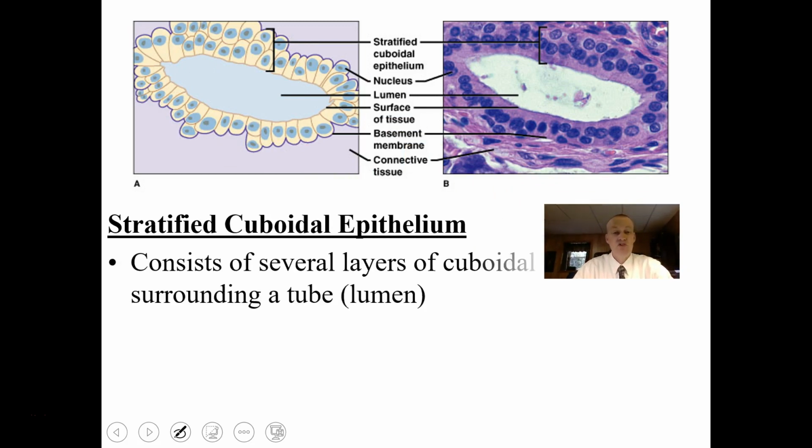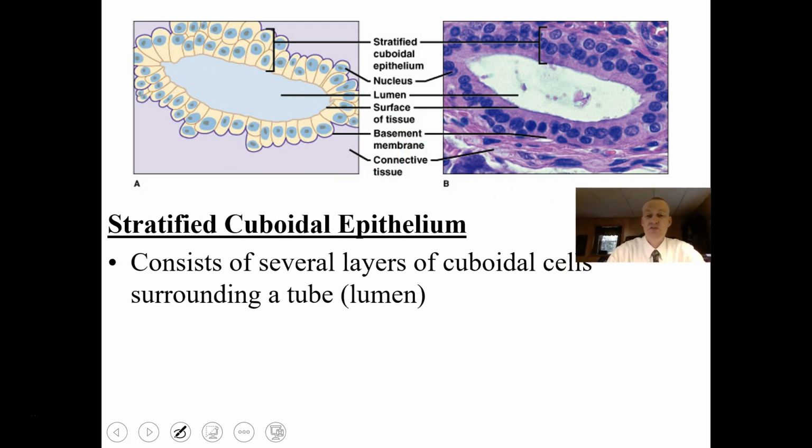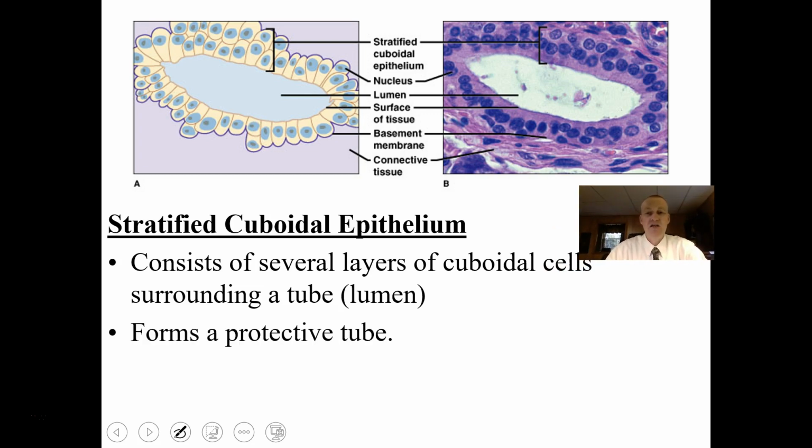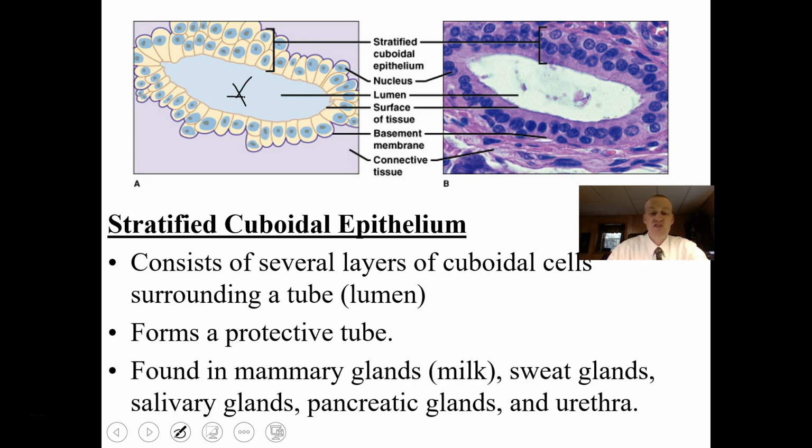Well, here we have a stratified cuboidal. So it consists of several layers of cube-shaped cells. Typically it's 2. These oftentimes will form a tube. The lumen is the inside of the tube. And it forms a protective tube. And this is found in mammary glands. So milk production is going to be done in a stratified cuboidal epithelium. It's found in sweat glands, salivary glands, pancreatic glands. Also, you will find the tube coming out of the urinary bladder that urine flows through to exit out of the body, the urethra, also has stratified cuboidal epithelium.